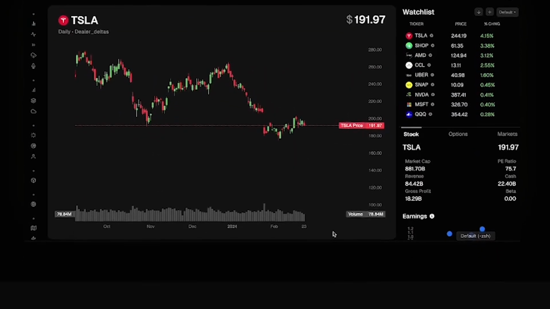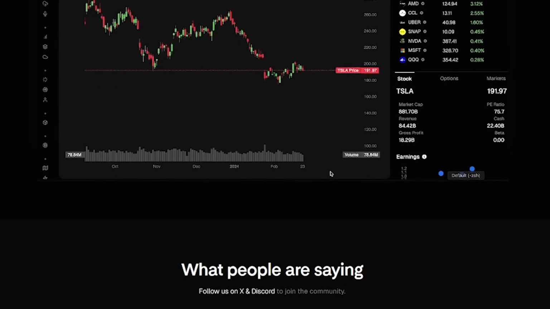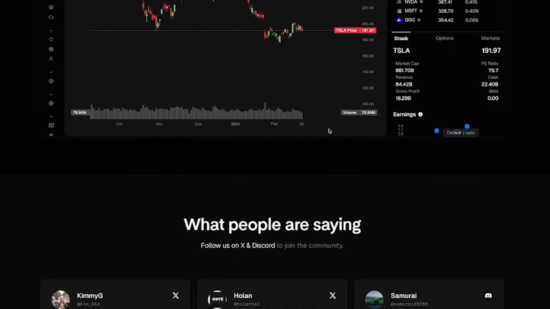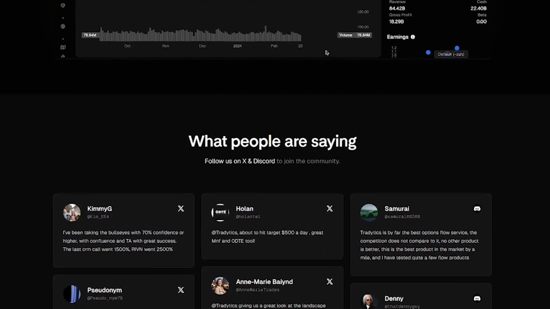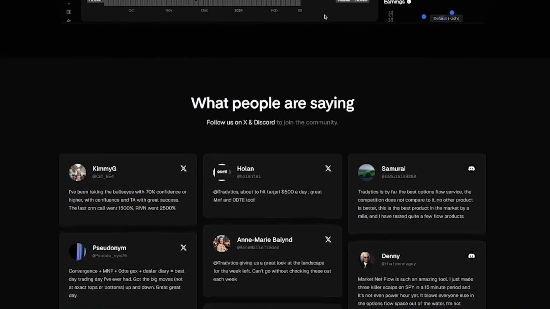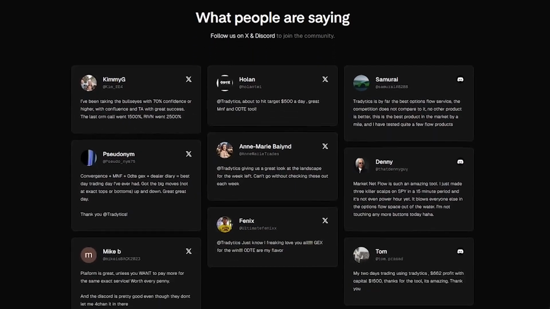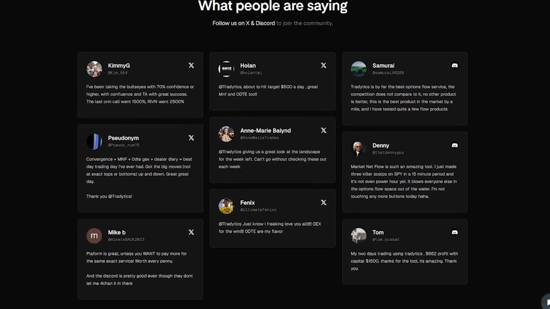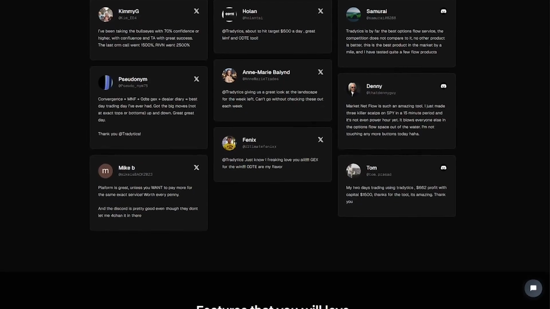Here's what you get inside Tradytics: live AI trade ideas for stocks and options, dark pool data and unusual options activity, custom dashboards for technical setups, sentiment tools that analyze social media and news, even a Discord bot that streams real-time insights, all accessible via desktop or mobile with beautifully designed interfaces and customizable layouts.